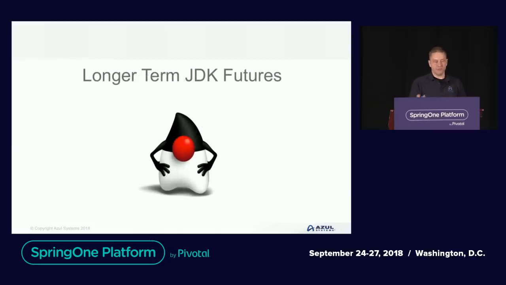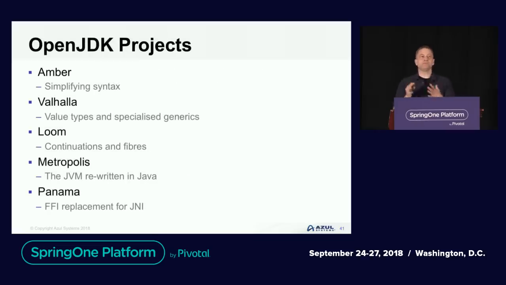Longer term JDK futures. So I've got a few minutes, so I need to keep moving. There are a number of bigger projects in OpenJDK which are aimed at providing bigger pieces of functionality. So Project Amber is about simplifying the syntax further of the JDK. Project Valhalla is about value types, specialized generics. Project Loom is looking at how to do multi-threading and mapping multiple fibers onto a single thread. Metropolis is rewriting the JVM in Java, and Panama is a replacement for JNI. I'll talk about some of these in a little bit more detail.